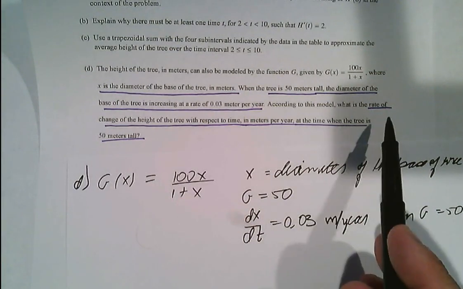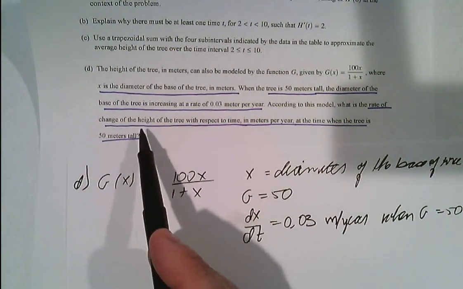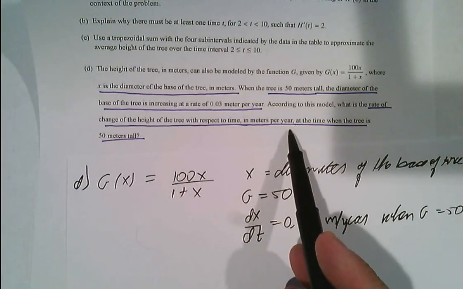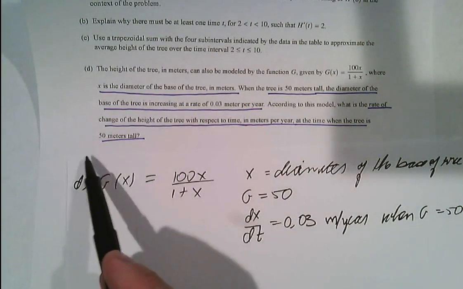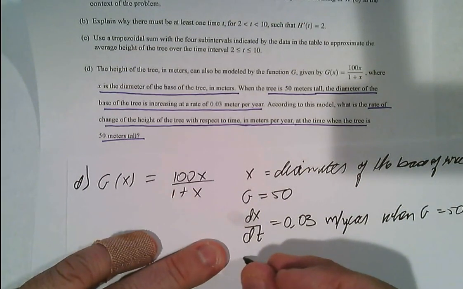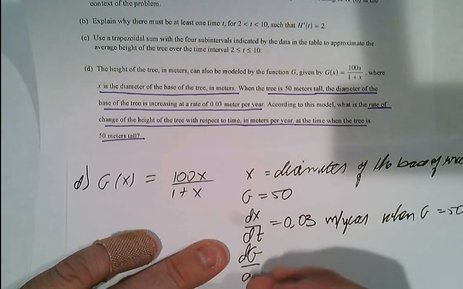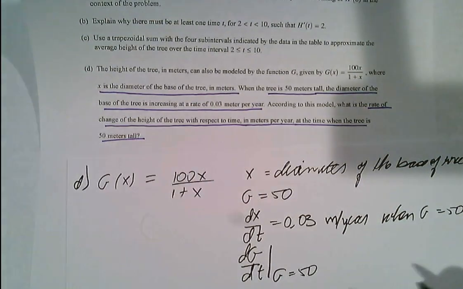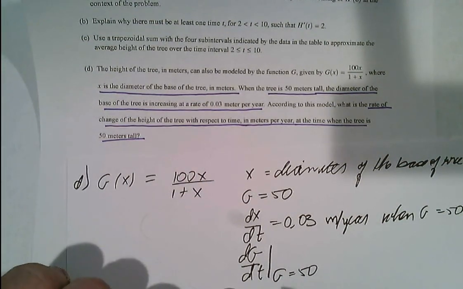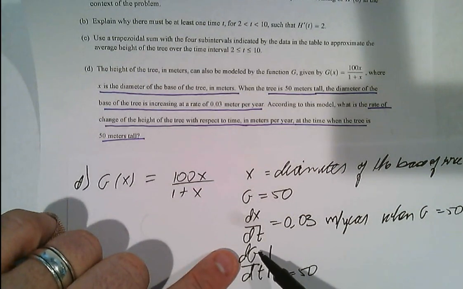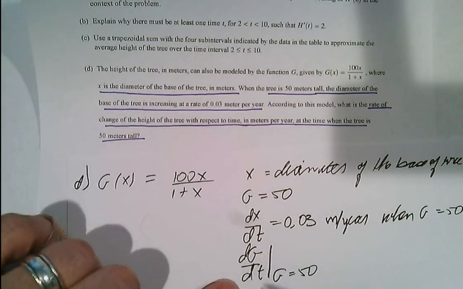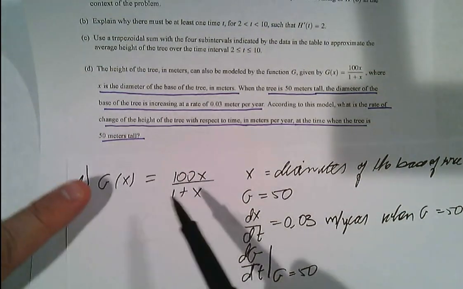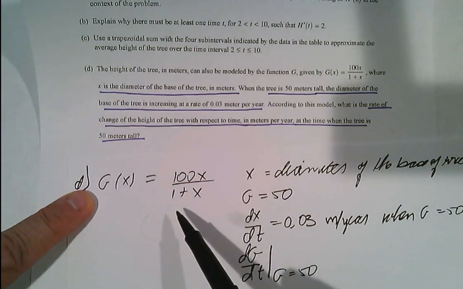According to this model, what is the rate of change of the height of the tree with respect to time in meters per year at the time when the tree is 50 meters tall? So what they're looking for is dg/dt when big G equals 50. All right, so I want dg/dt, the derivative of g with respect to t, when g is equal to 50. They've given me an equation for g.